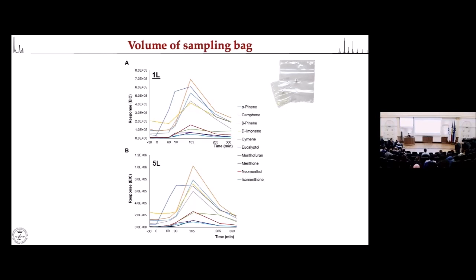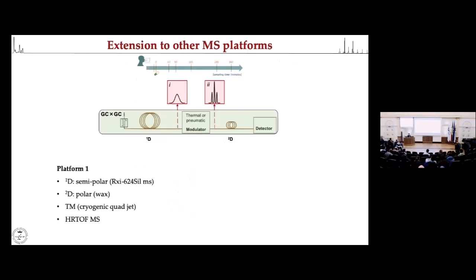And finally, even with the bigger container, of course, we got a higher signal, but in any case, it was not justified for the time consumed to prep all the bags. So we preferred to stay on 1 liter because we had enough sensitivity with one liter. And everything I showed till now was run on this system with this column set. It was a quadjet and a high resolution MS.